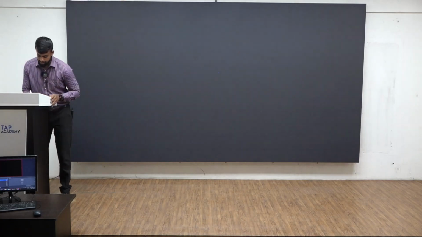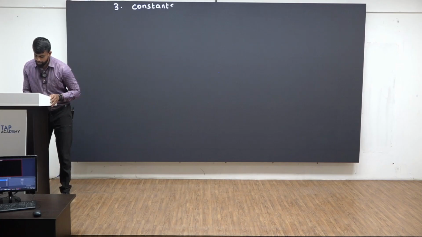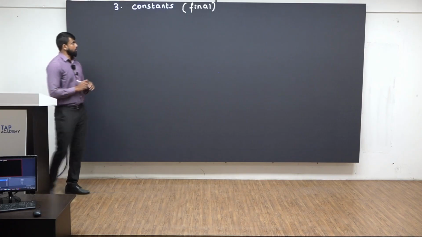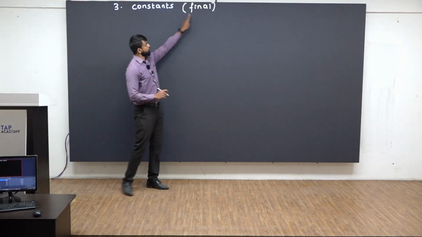What is that, sir? In Java, you can declare constants as well. How to declare constants in Java, sir? I'll speak about this in the inheritance concept, but I just give an idea. If you want to declare constants in Java, you have to use one keyword.